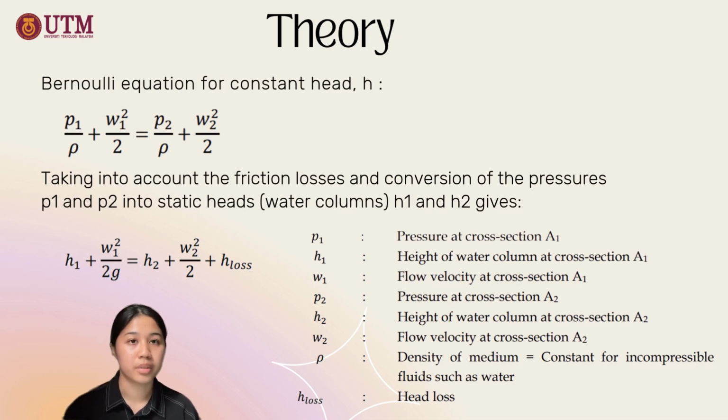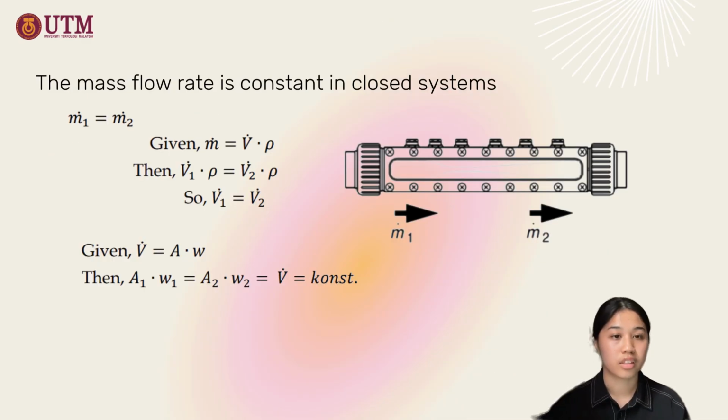For the theory part, the Bernoulli equation shows that for a fluid with constant density, and when we consider the friction losses, we change the pressure P1 and P2 to static heads. So based on the new equation, H represents static head, W is the fluid velocity, and H loss is energy loss due to friction. In a closed system, mass flow rate is conserved, meaning M1 is equal to M2.